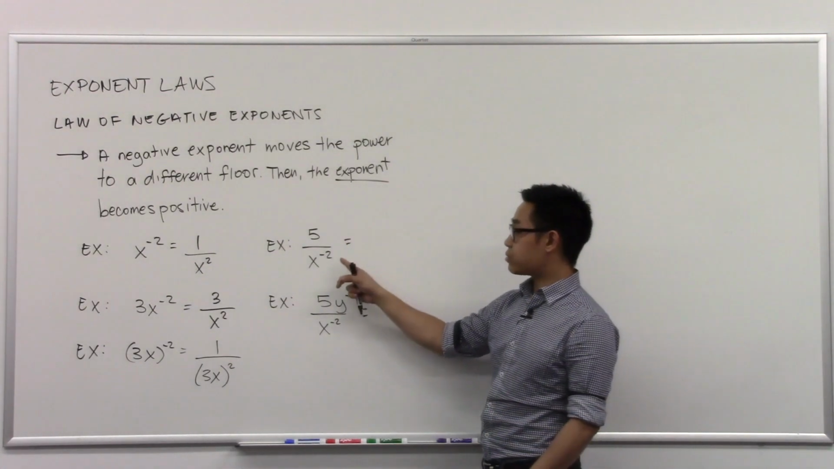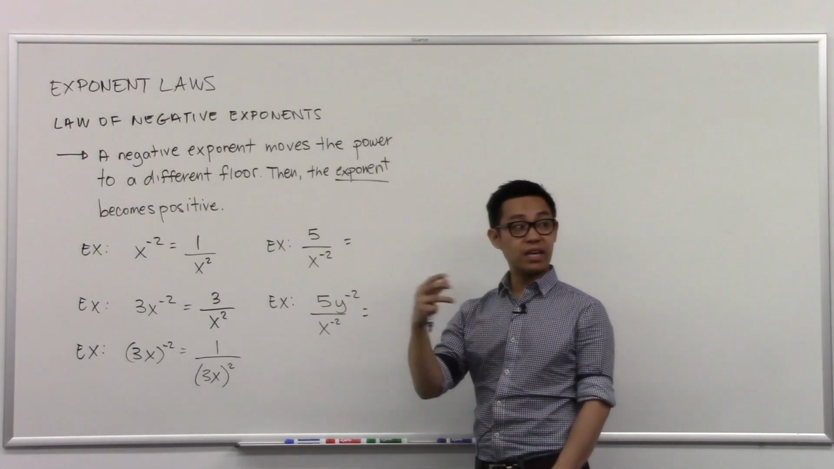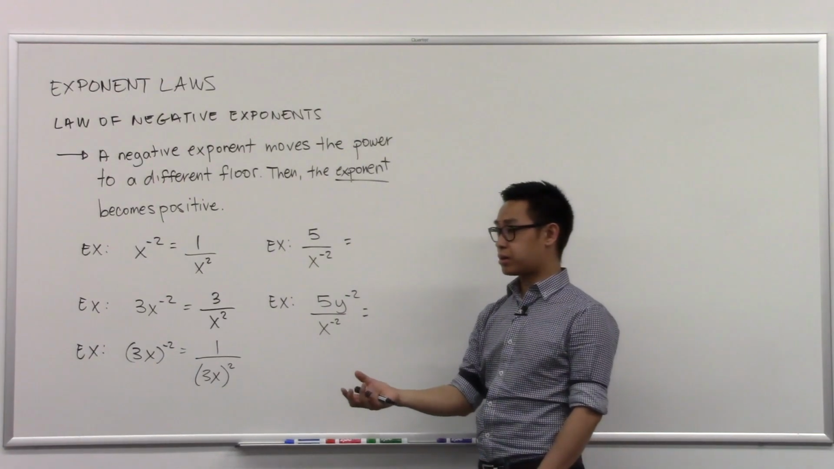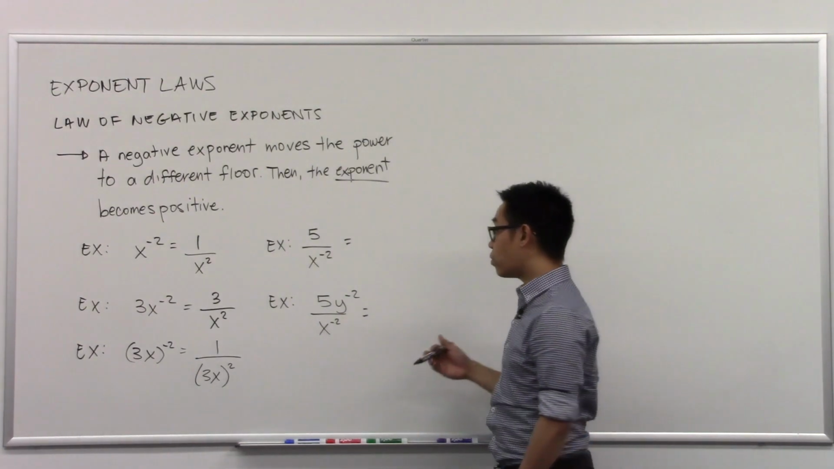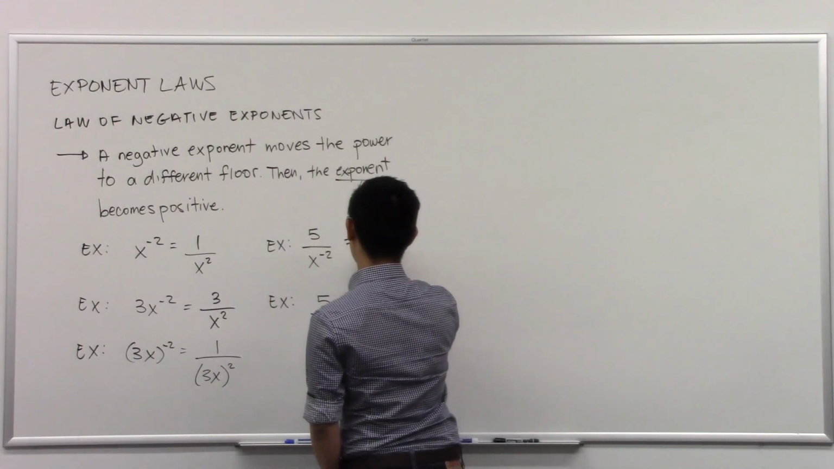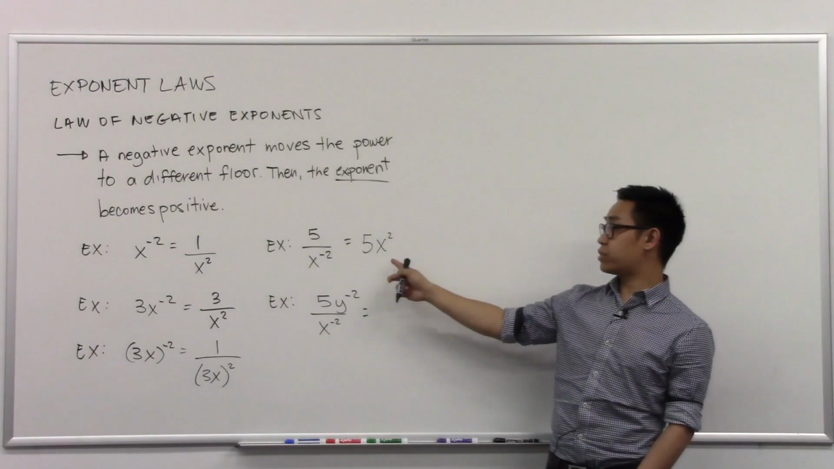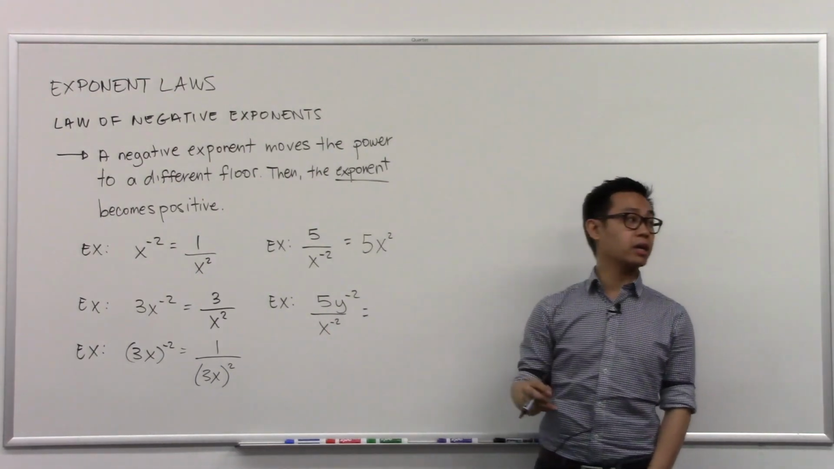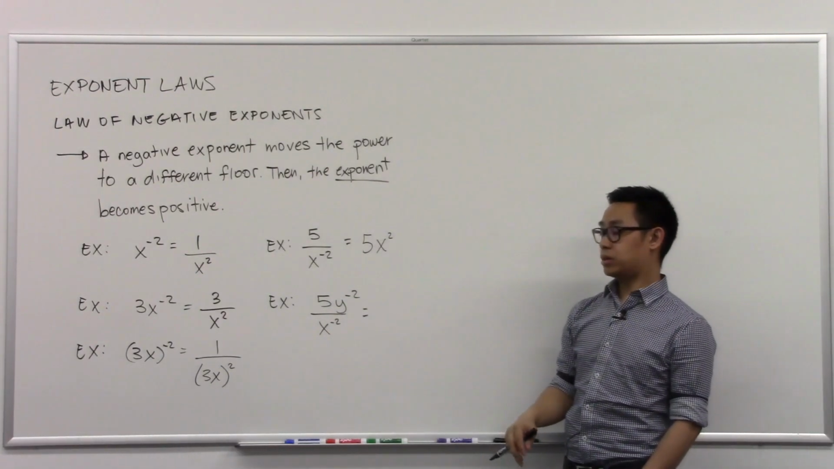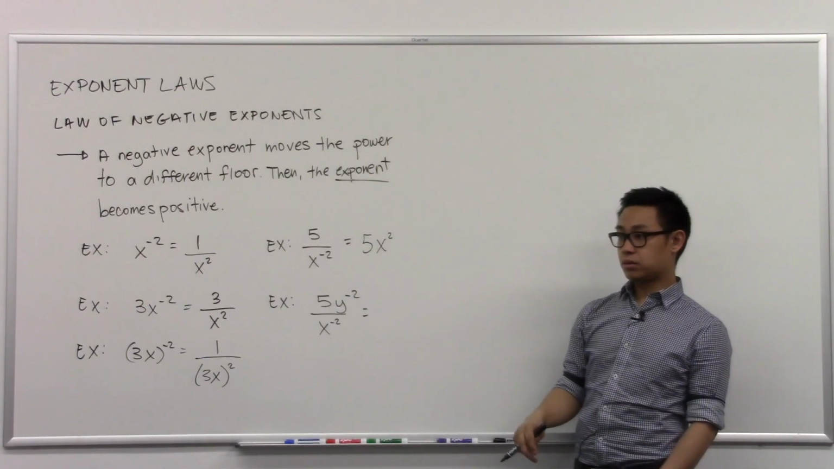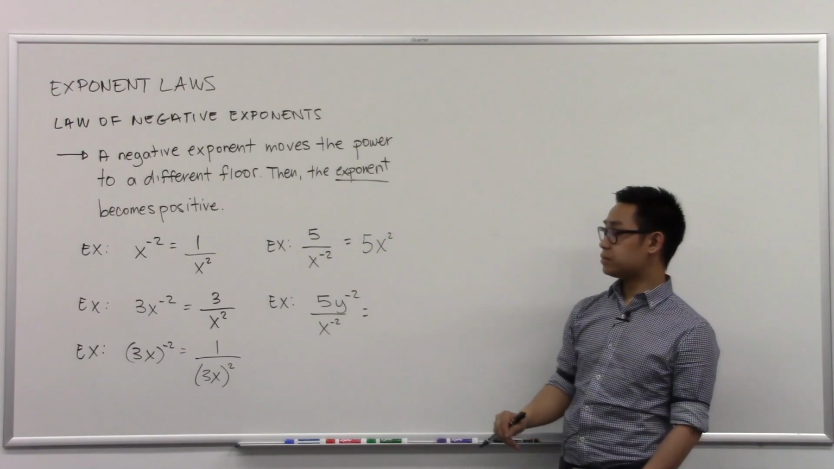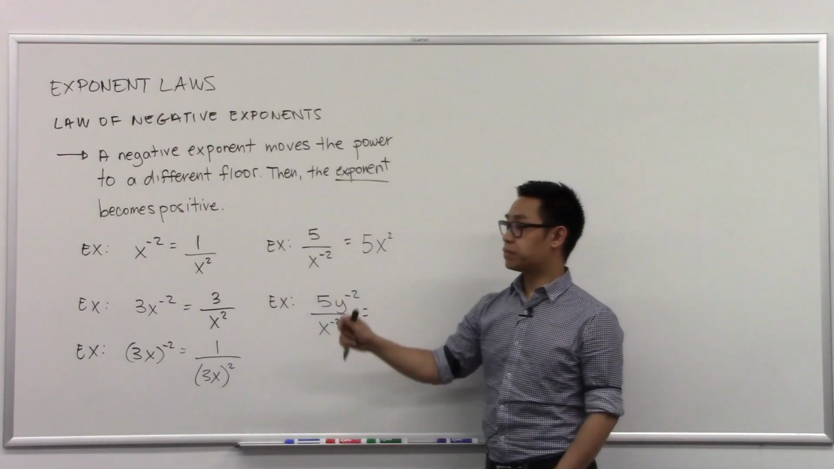If we have this, right now the x to the negative 2 is in the bottom. It's in the denominator. So when it moves to a different floor, that's going to move it to the top. Now you don't need a placeholder for the denominator. Even though the denominator is blank, we don't need to write over 1. So this moves to the top.